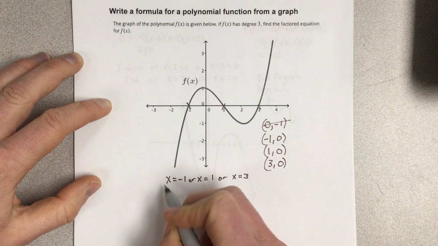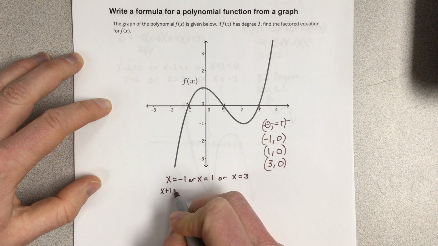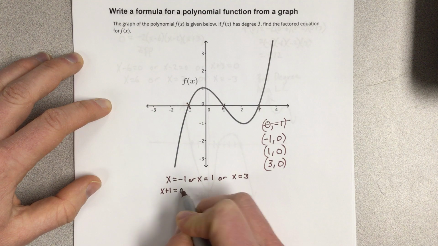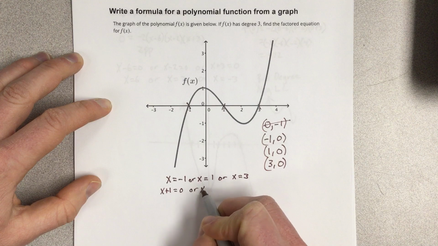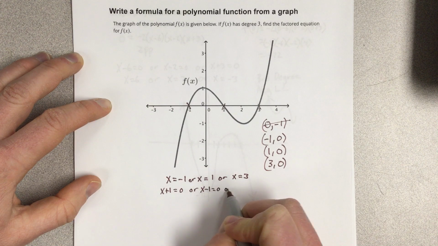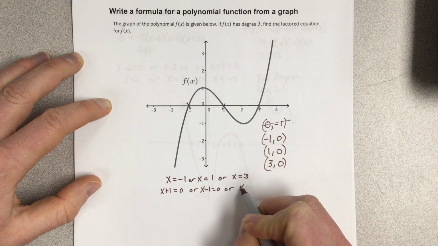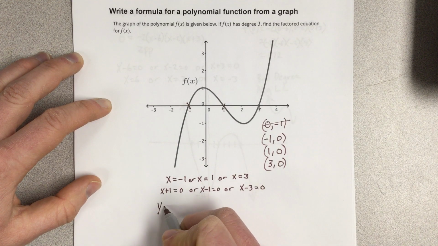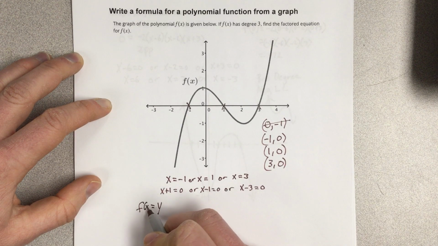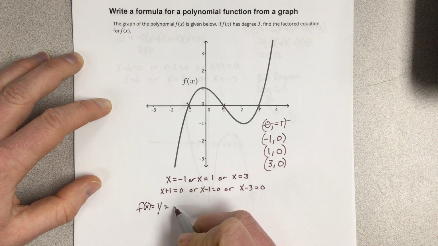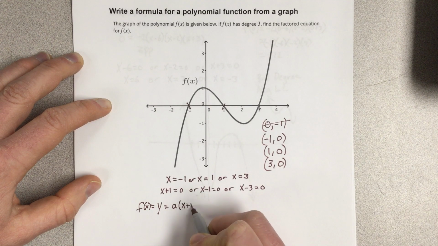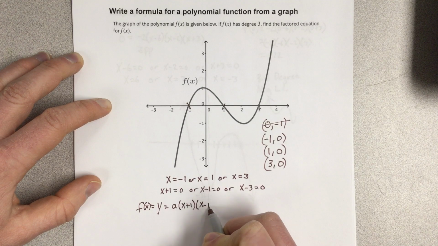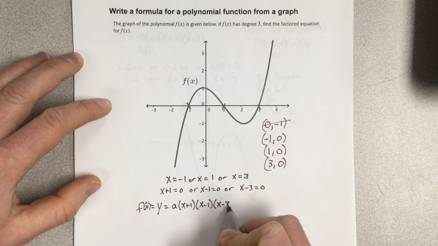If I add 1 over, that really tells me x plus 1 is the factor, or x minus 1 is a factor, or if I subtract 3 over, that's x minus 3 is a factor. So I know this equation looks like this. Y equals, or f of x equals, I'll put both, same thing, equals a(x plus 1)(x minus 1)(x minus 3).